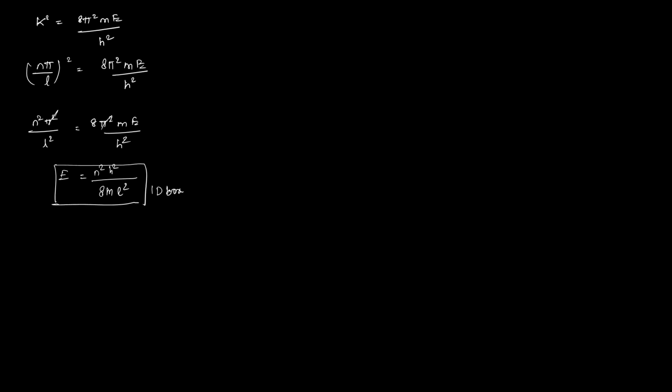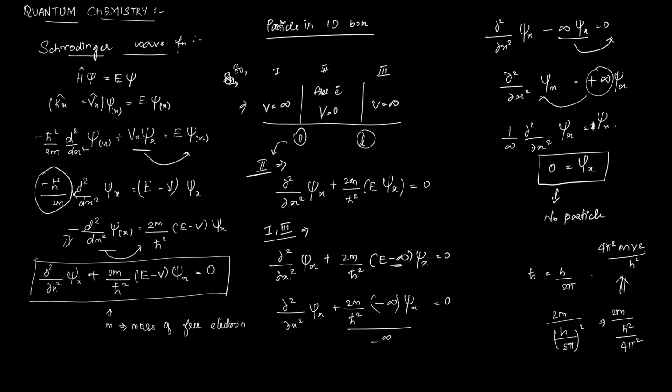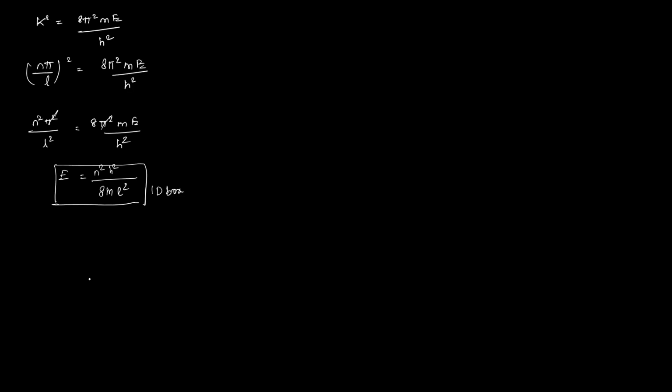We have calculated only for one equation. Till now, in the Schrodinger equation, we have considered only the x term, psi of x. So we have got the wave function for your particle in 1D box. If you consider x and y, you will get your 2D box, and x, y, and z, you will get your 3D box. Okay, as simple as that.